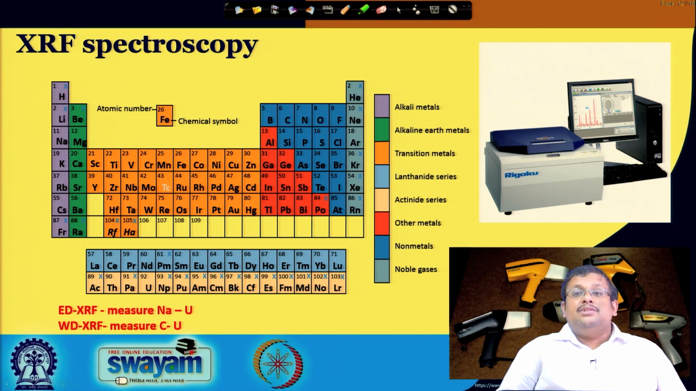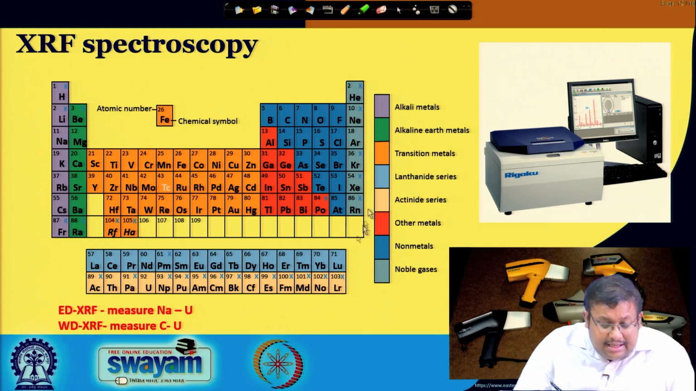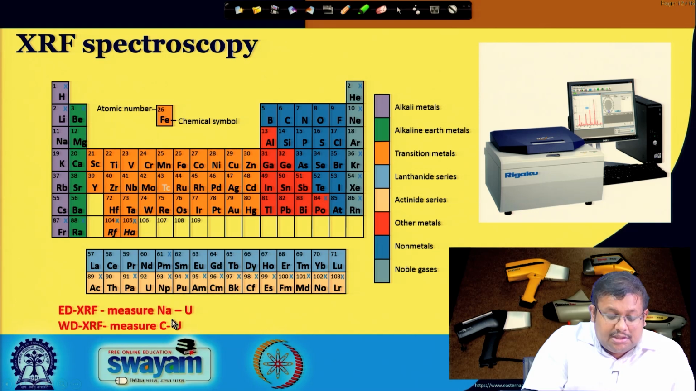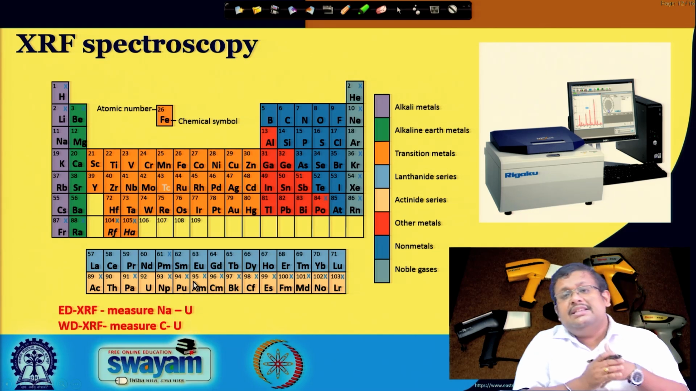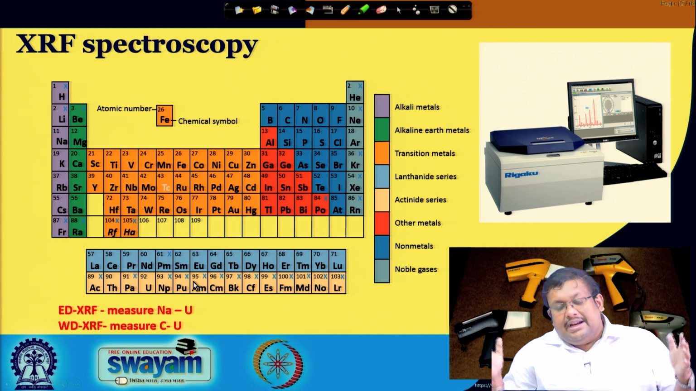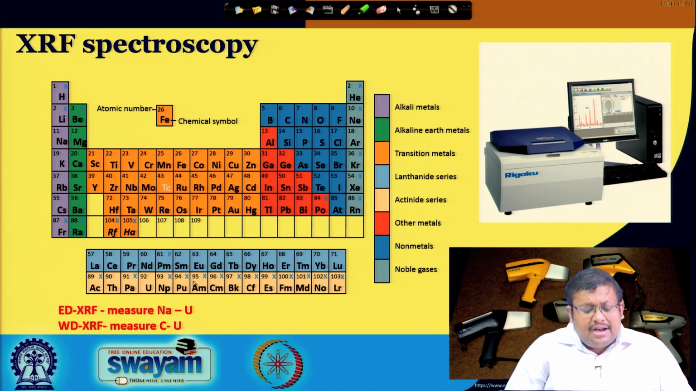Now, what are the elements which we can measure through XRF spectroscopy? If you consider the ED-XRF, obviously this is a periodic table. You can see the ED-XRF can measure the elements from sodium to uranium, so a wide range of elements. However, WD-XRF has a wider range of application. It can measure from carbon to uranium. So, obviously wavelength dispersive XRF is more sophisticated and more costly than ED-XRF.